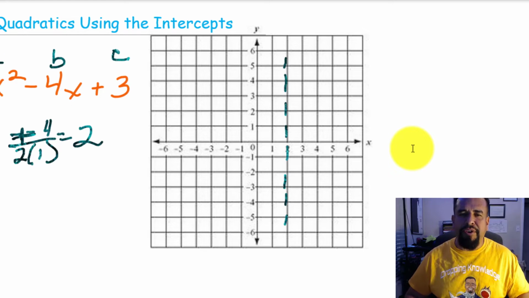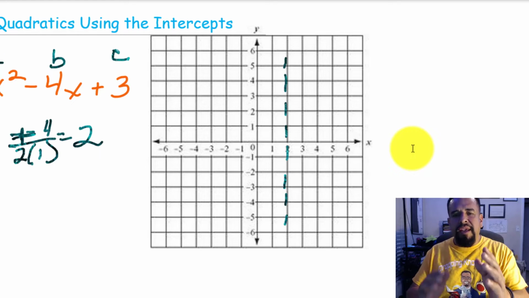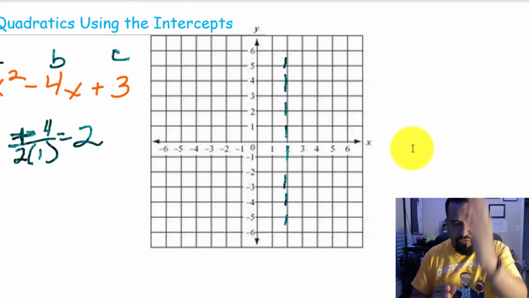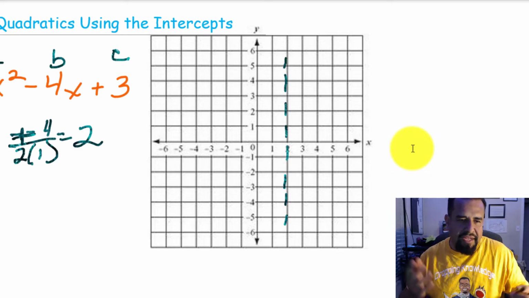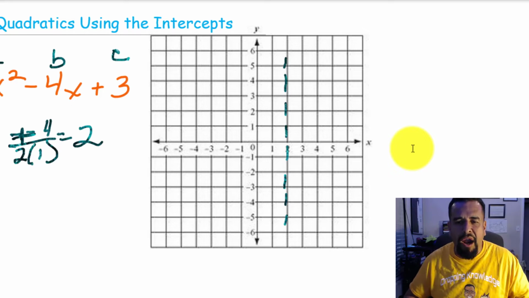So axis of symmetry. Remember, the axis of symmetry means that I can divide the graph straight down the middle and I'll have two identical sides, right? Because it's symmetrical. All right.